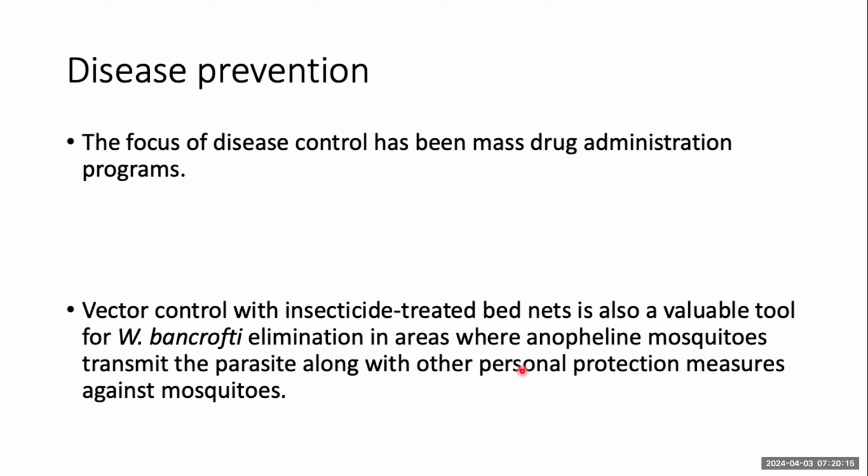Vector control can be done with the use of insecticide-treated nets in areas where it's endemic and where we have anopheline mosquitoes that transmit the parasites. Also, use of personal protective measures like mosquito repellent creams and the rest. Thank you very much for listening.